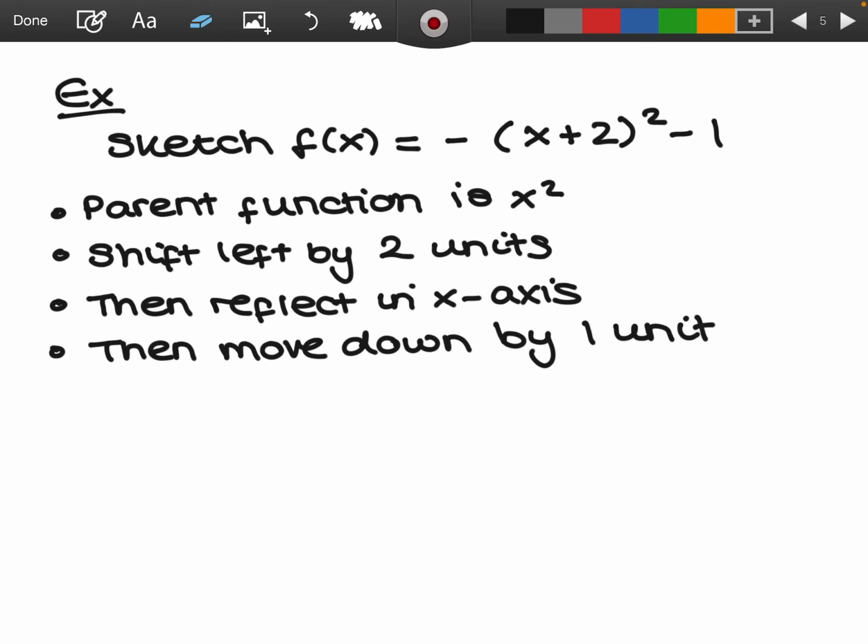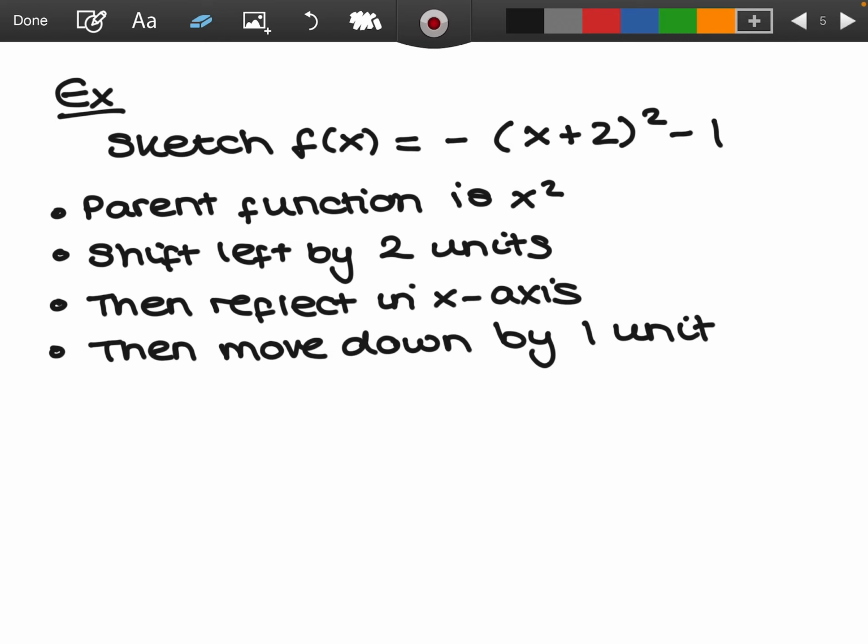So inside our parent function, you can see instead of just an x, we have an x plus 2. It's inside the function. That means that we are doing a horizontal translation. And we know that if that value is positive, so we're adding a positive value there, that means that we are going to be shifting the graph to the left by 2 units.